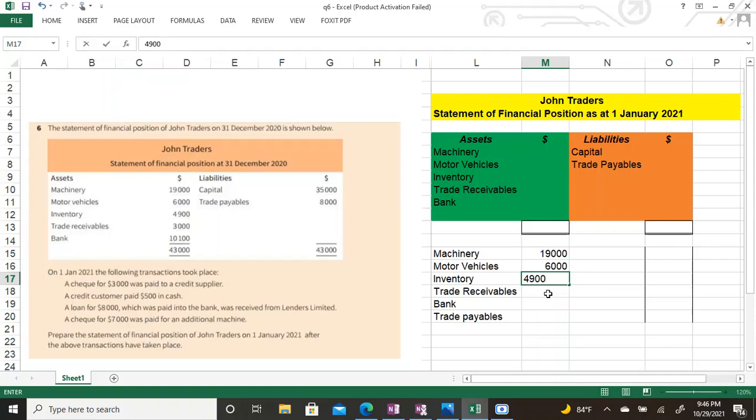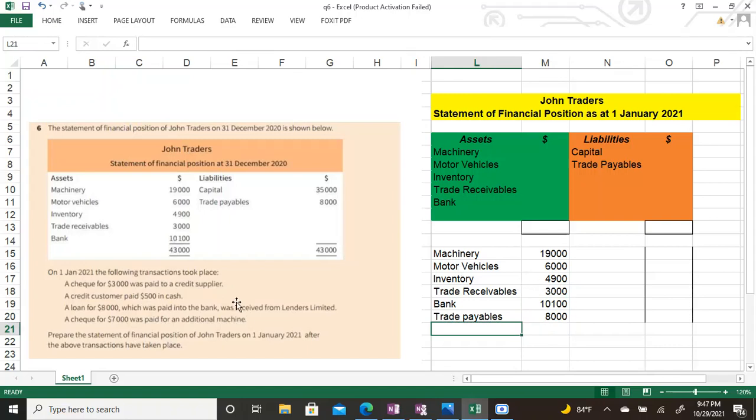which is 4,900. Trade receivables: goods sold on credit, and the amount is receivable from credit customers. It is called trade receivables. Amount in the bank is 10,100, and trade payables 8,000. There is no effect on capital in this question, so that's why I didn't write capital here. Otherwise, we can write capital here as well.